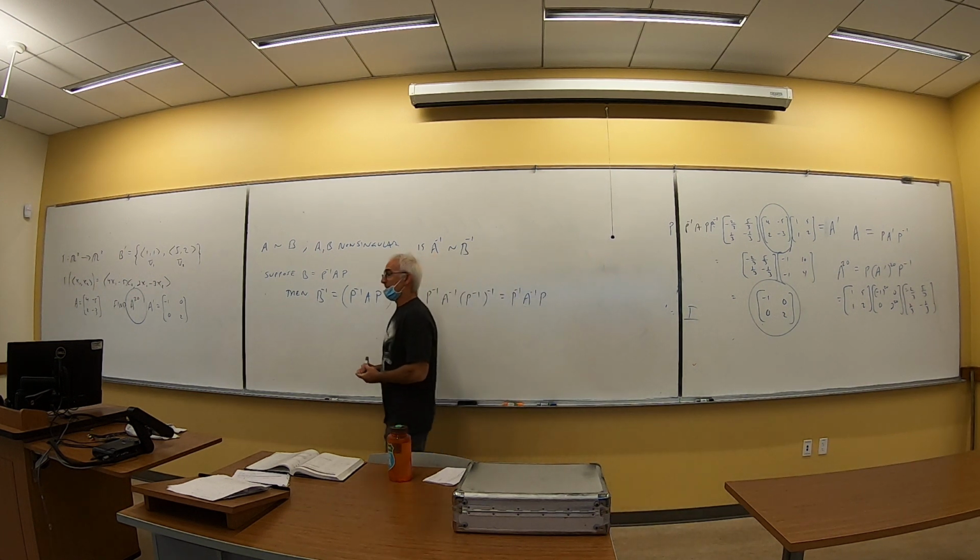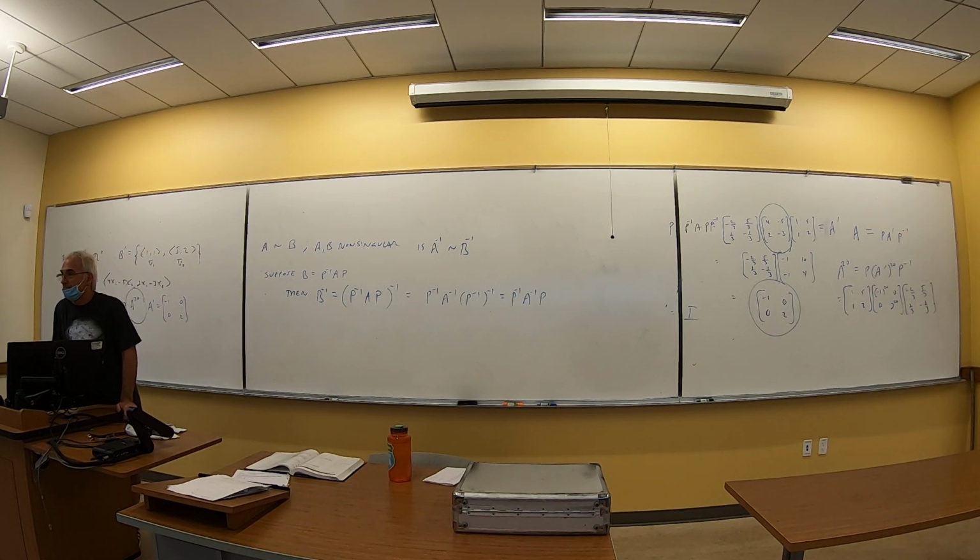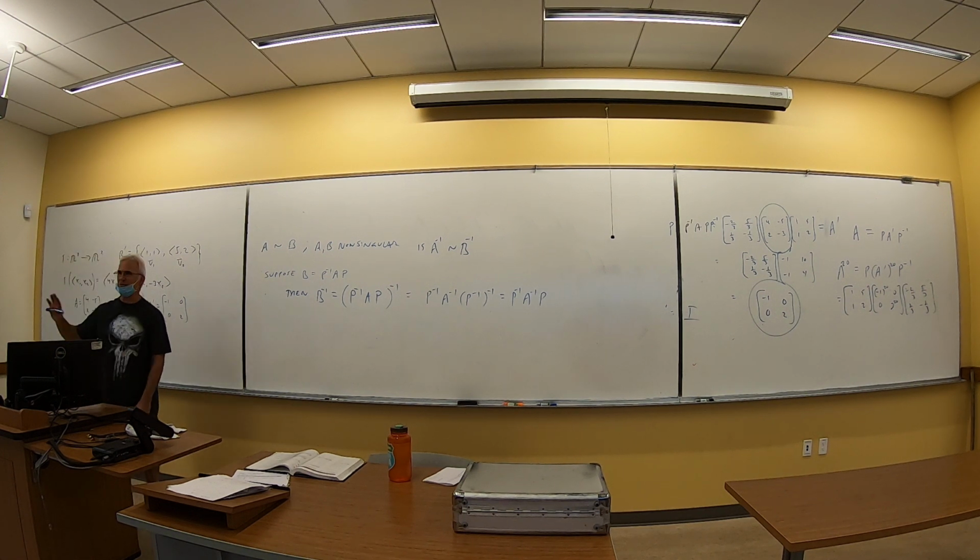If two matrices are similar, their determinants are the same. So they're both singular or they're both non-singular. If they're both non-singular, we just proved that their inverses are also similar. Either matrix raised to a power is similar to the other one raised to a power. So there's a whole lot of stuff going on here. There's still more stuff. Any questions so far? This is kind of wild stuff.